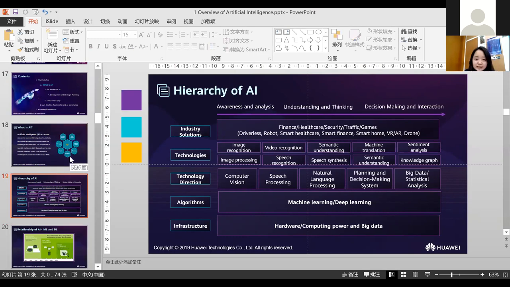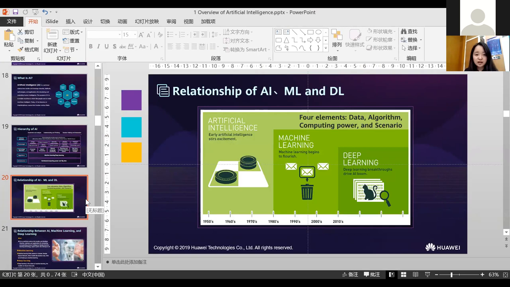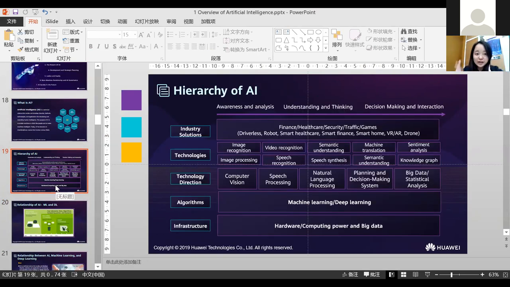So on the next slide, we will discuss the relationship between AI, machine learning, and deep learning. So the question is, what is the relationship between AI, machine learning, and deep learning?